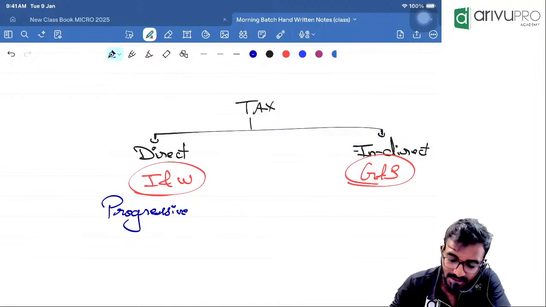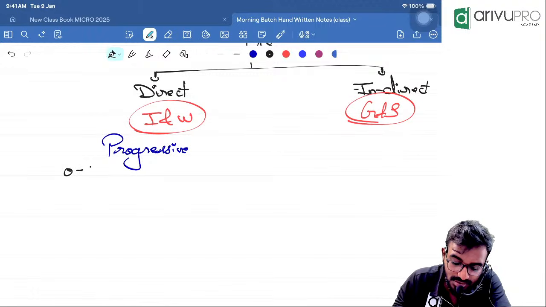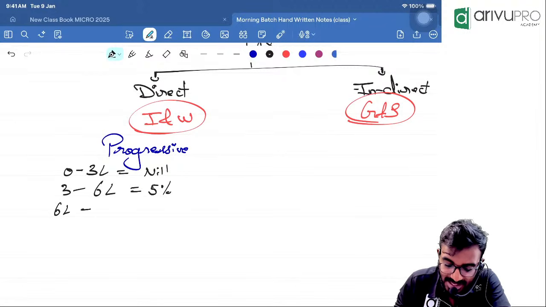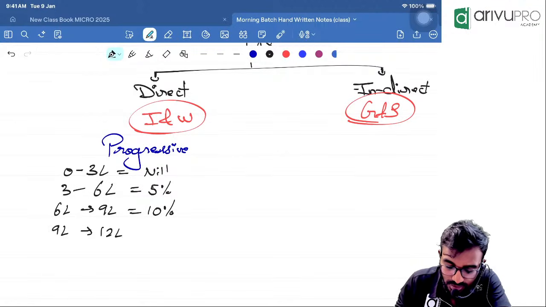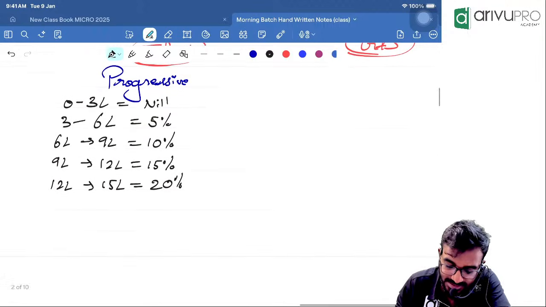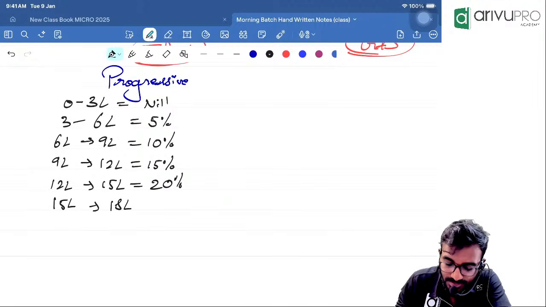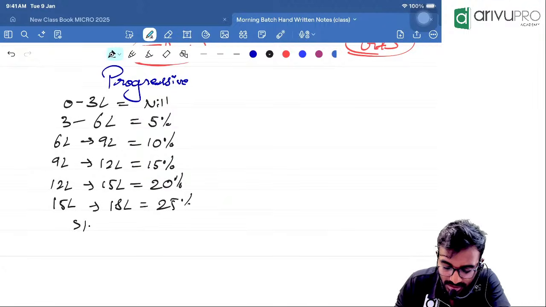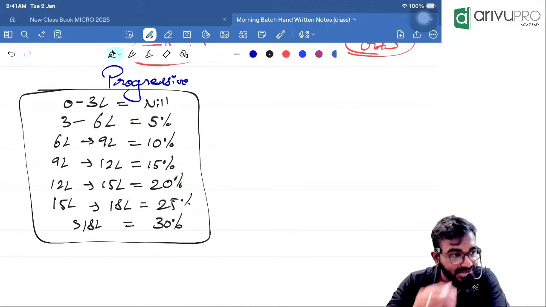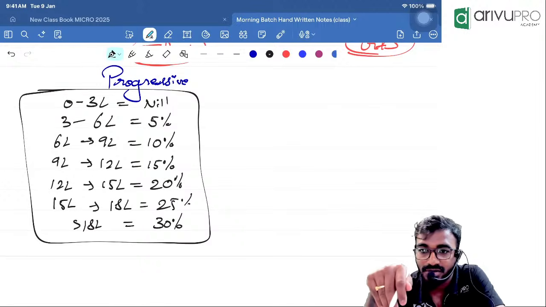Now let's say for example, I think 0 to 3 lakh, if I'm not wrong, is nil. 3 lakh to 6 lakh, it is 5%. 6 lakh to 9 lakh, it is 10%. 9 lakh to 12 lakh, it is 15%. 12 lakh to 15 lakh, it is 20%. 15 lakh to 18 lakh is 25%. More than 18 lakh, it will be higher. Like the slab rate system, even for senior citizens, there is some more relaxation, 60 and above. So this is the slab rate.